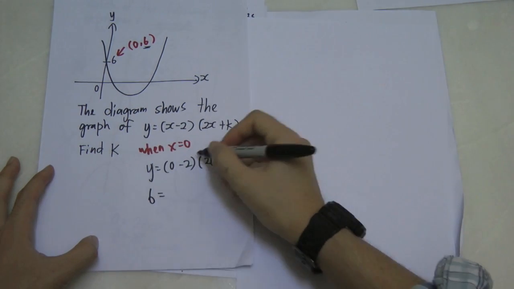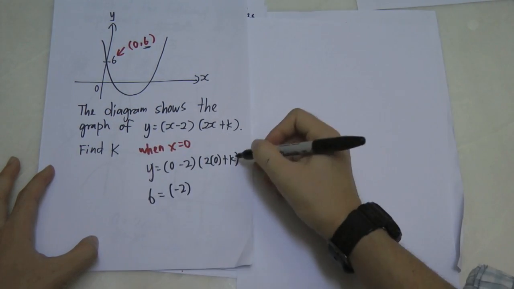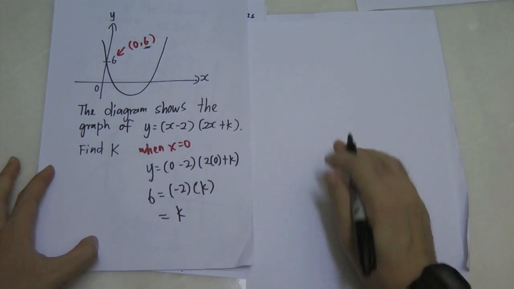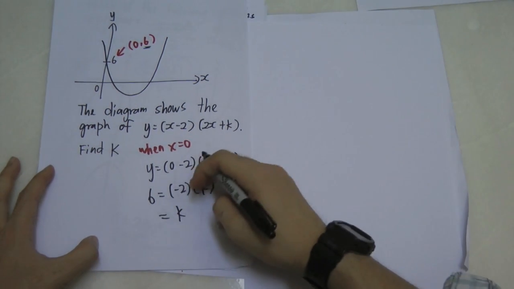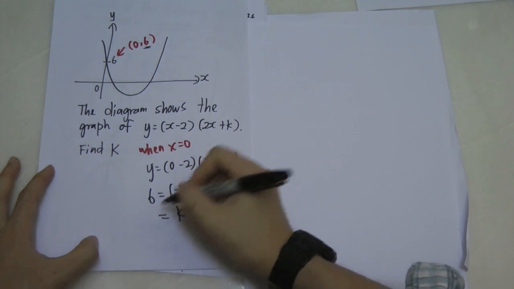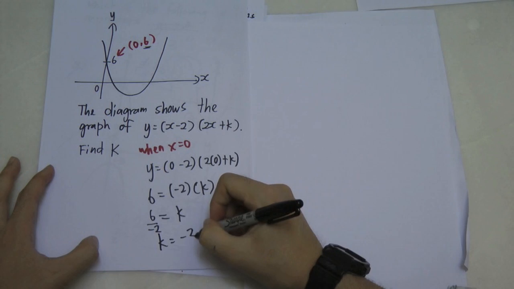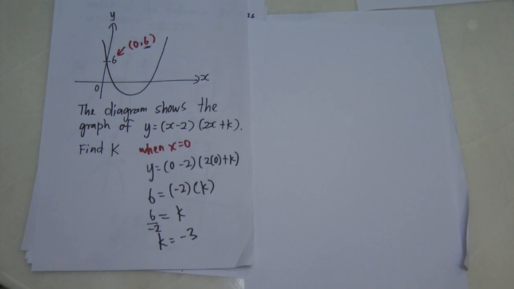So 6 equals to, this is negative 2, and then this is k. So if you want to find the k value, it's very simple. You can move the negative 2 to the other side, become 6 divided by negative 2, so you got k equals to negative 3. Yes, so you can easily get the value of k.